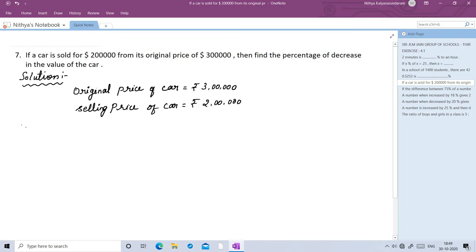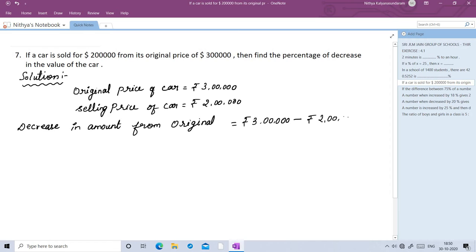So decrease in amount from the original price. Our original price is 3 lakhs, so rupees 3 lakhs minus the selling price, rupees 2 lakhs. So subtract. The decrease amount is 3 lakhs minus 2 lakhs, which is rupees 1 lakh. So the decrease amount is 1 lakh.